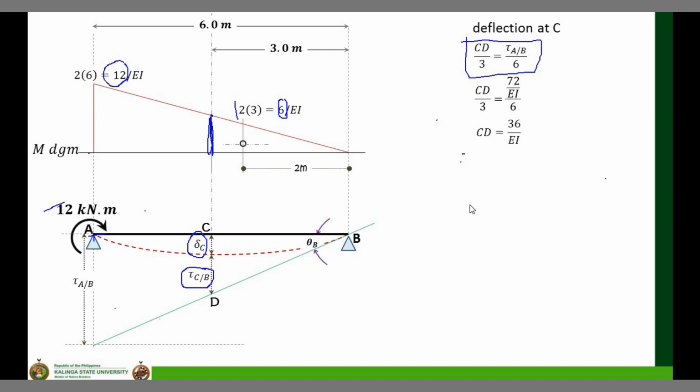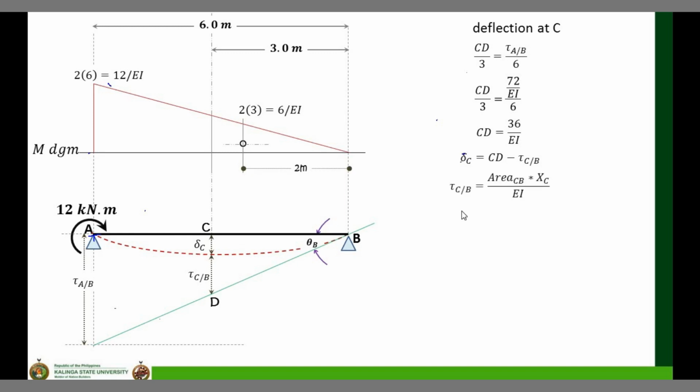Now, I need to get the value of my tCB. From that diagram, the deflection at C is equal to CD minus tCB. I already solved the value of CD. I need to get the value of my deviation from C to B. How do I get that? From Theorem 2, the deviation of point C with respect to B is equal to the area from C to B multiplied by XC over EI.